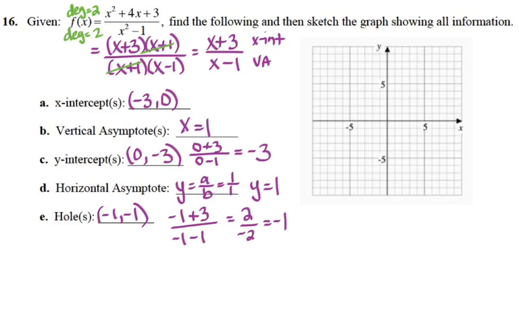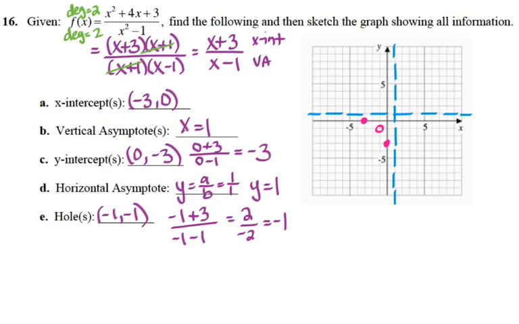Alright, let's go ahead and graph. I can plot my x-intercept at (-3, 0). I can plot my y-intercept at (0, -3). I can plot my hole at (-1, -1). So actually draw a hole, since it's not really part of your graph. I can graph both of my asymptotes. I have one at x equals 1, and I also have one at y equals 1. So there are your two asymptotes.